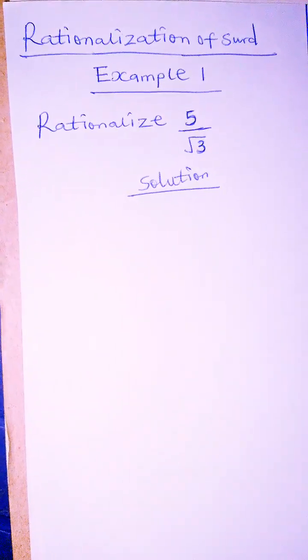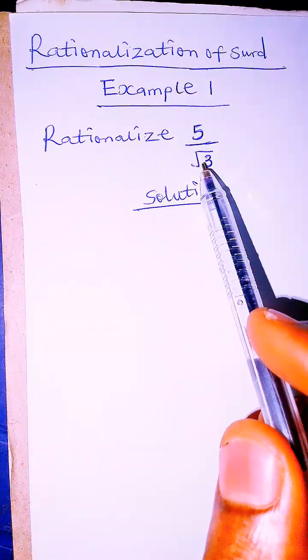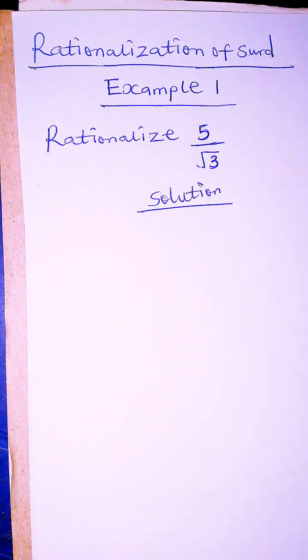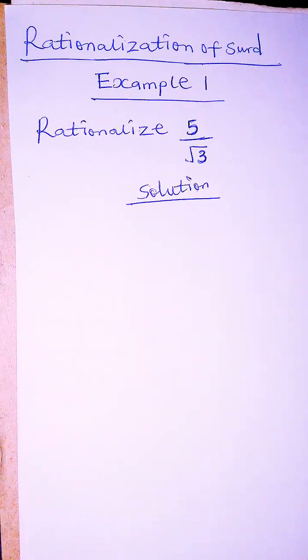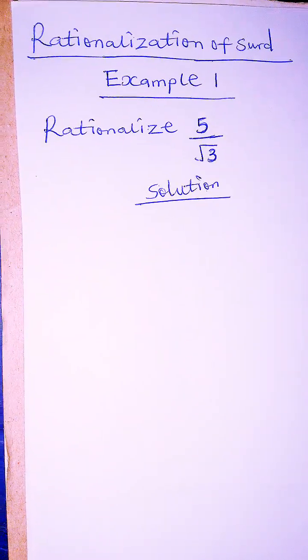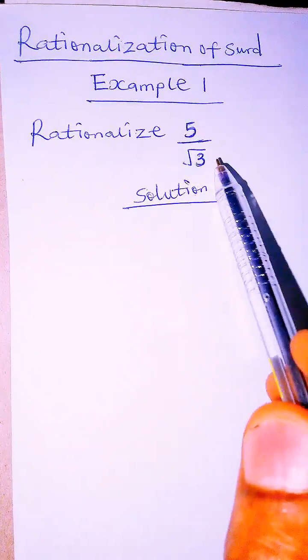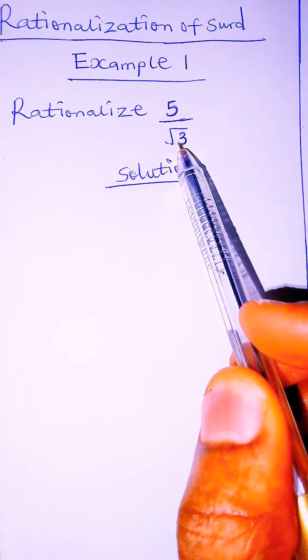Now to rationalize surd, we multiply both the numerator and the denominator by the conjugate of that surd. What is conjugate of a surd? A conjugate of a surd is a similar surd that has different signs between two terms. The conjugate of this surd is this root 3. Root 3 is the conjugate of this surd.